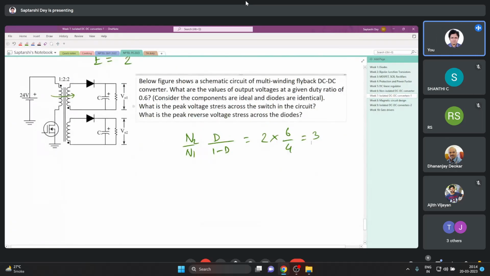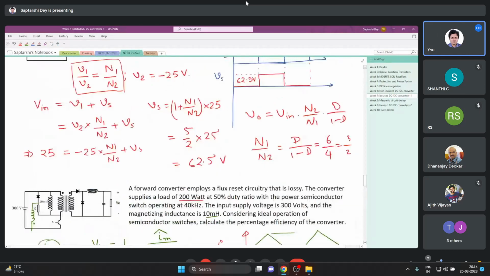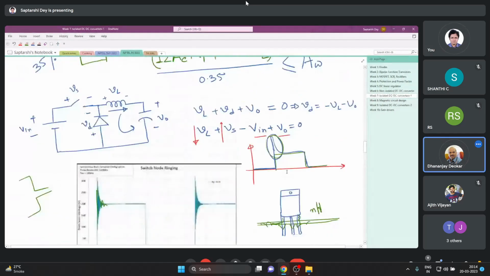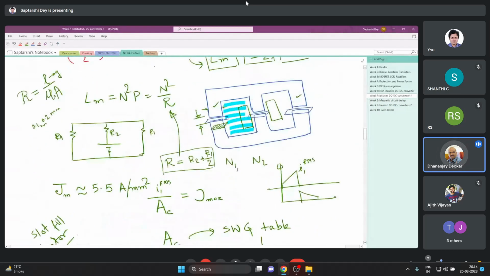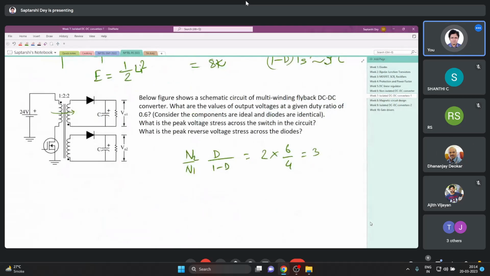Second part is a bit tricky, maybe sometimes you go wrong. What is the peak voltage stress across the switch? So flyback switch, did we discuss some time back? The reflected voltage plus V in. We'll quickly find out the same way.